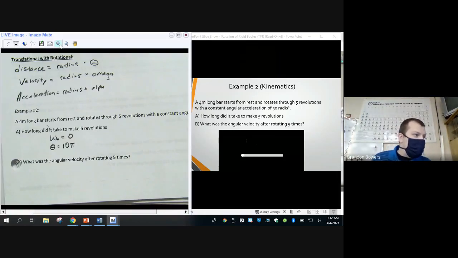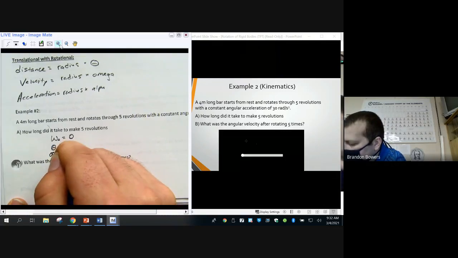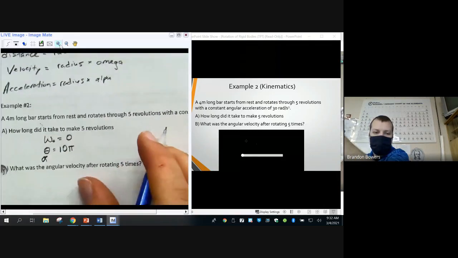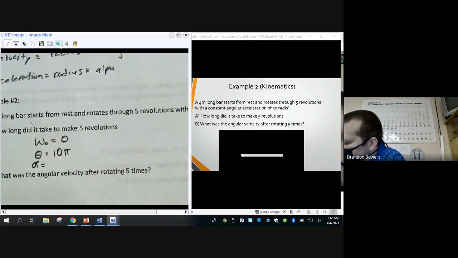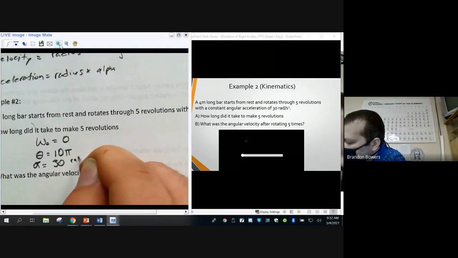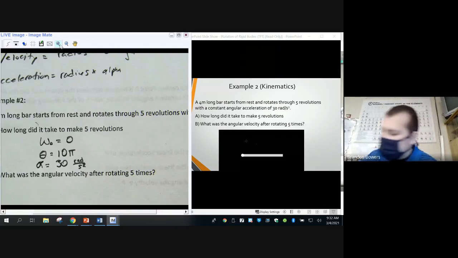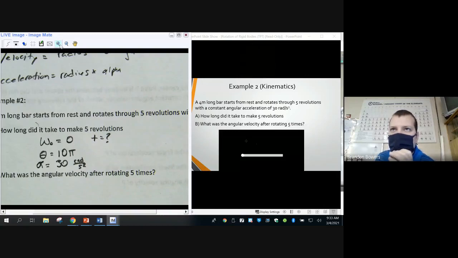All right, so let's see, we know my angular acceleration is 30. So my alpha, A with a little bit of spice, is 30 radian per second squared. And we want to know our time. What equation are we going to use?